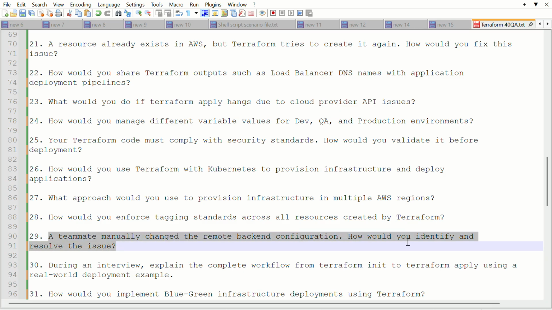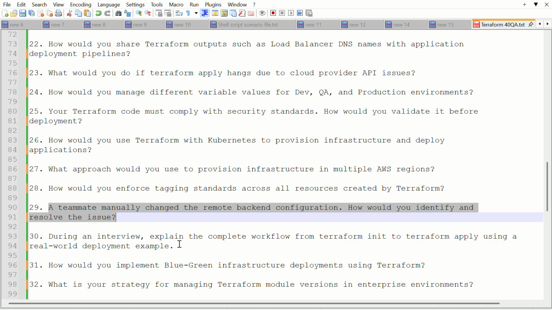And coming to the next one, a teammate manually changed the remote backend configuration. How would you identify and resolve the issue? We have a remote backend for the state file, right? So without overwriting the state file locally, we are maintaining the state file in the remote backend with the DynamoDB lock, right? So that no one will override or interrupt, and we don't lose it if versioning is enabled. But a teammate manually changes the remote backend configuration itself, then how will you identify and resolve the issue, and how will you prevent this occurrence in the future? This is the question here.